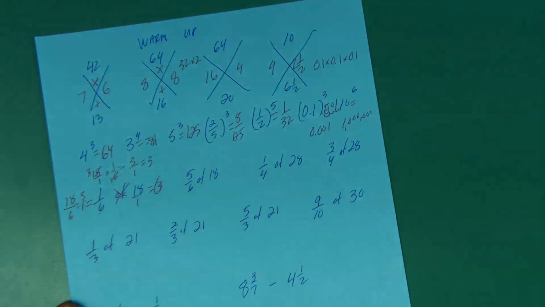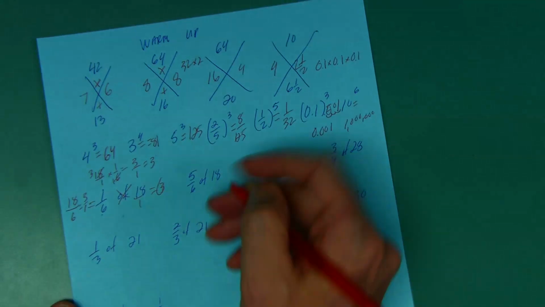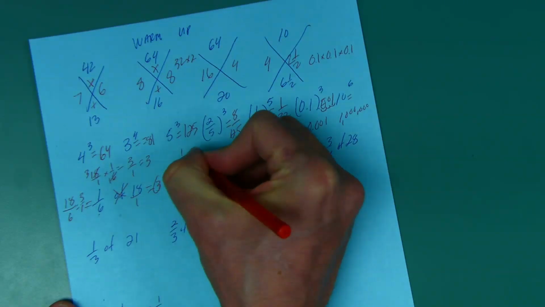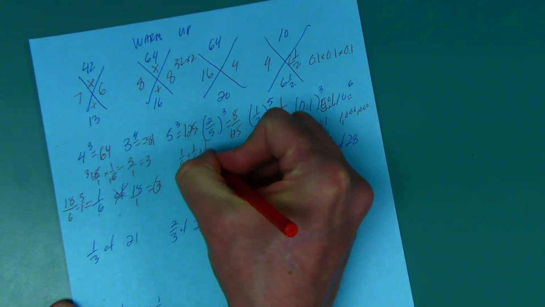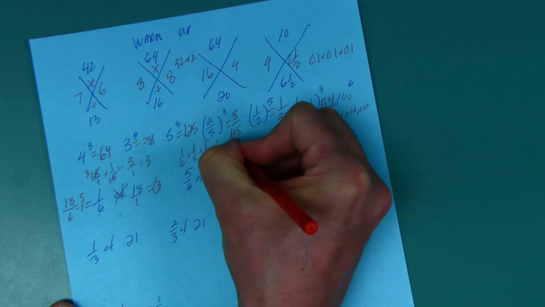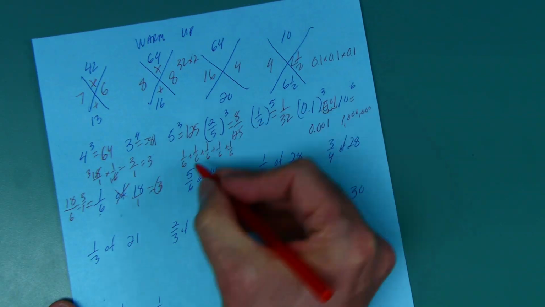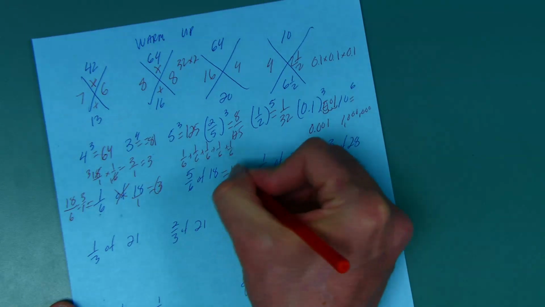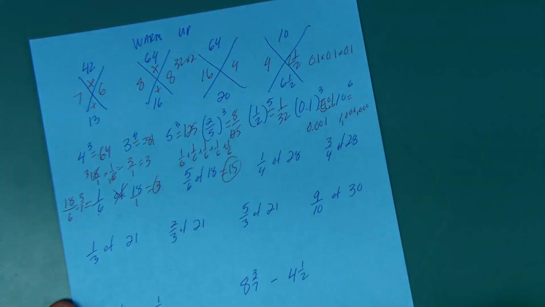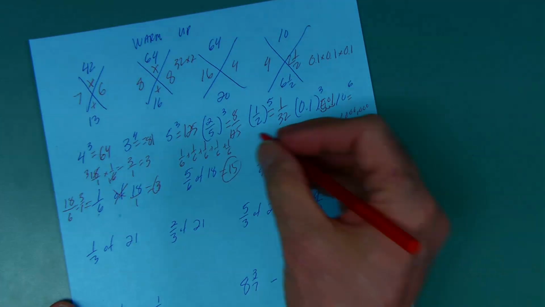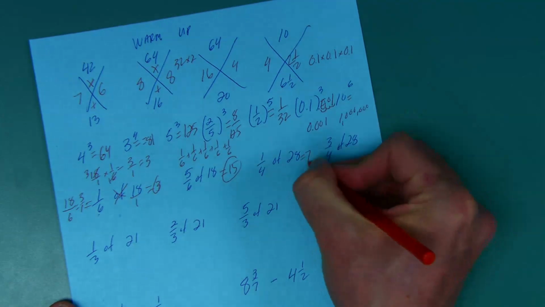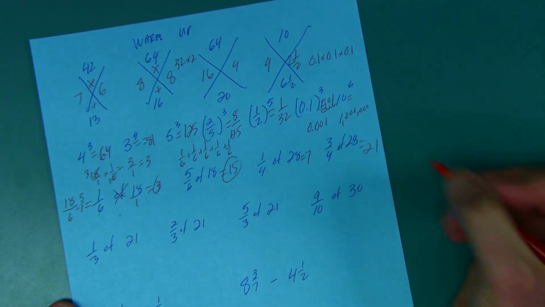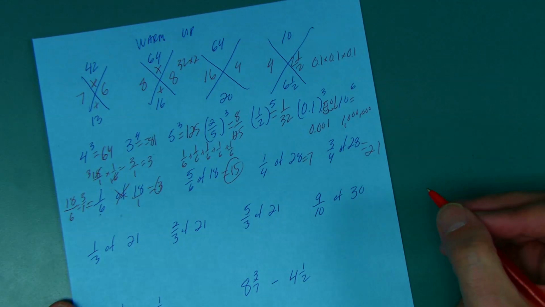Okay, but here's the deal. If 1/6 of 18 is 3, then 5/6 of 18 is going to be 1/6 plus 1/6 plus 1/6 plus 1/6 plus 1/6. How many of these? 5 of these things. That's 3, 3, 3, 3, 3, right? So 3 times 5, 5/6 of 18 is 15. You see the trick? 1/4 of 28 is 7. 3/4 is going to be 3 sevens. You see how we did that?